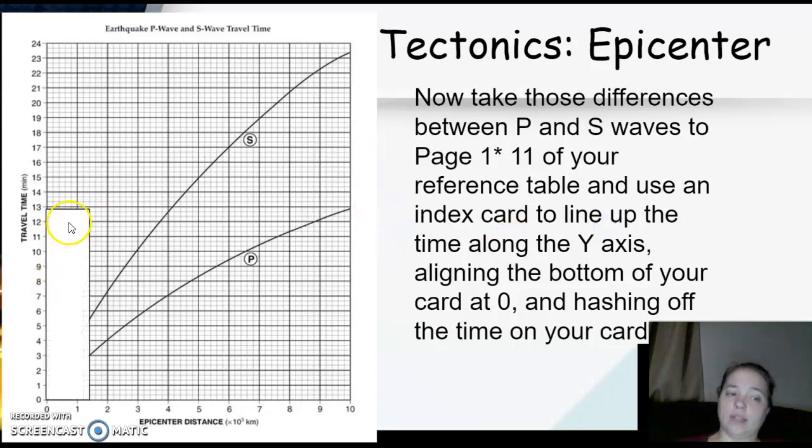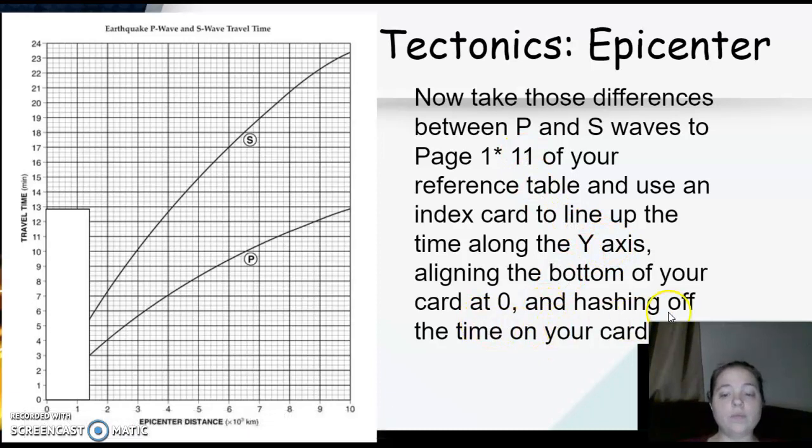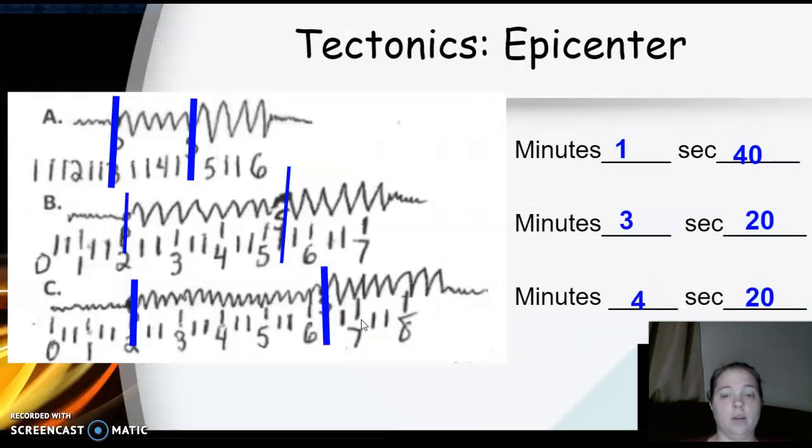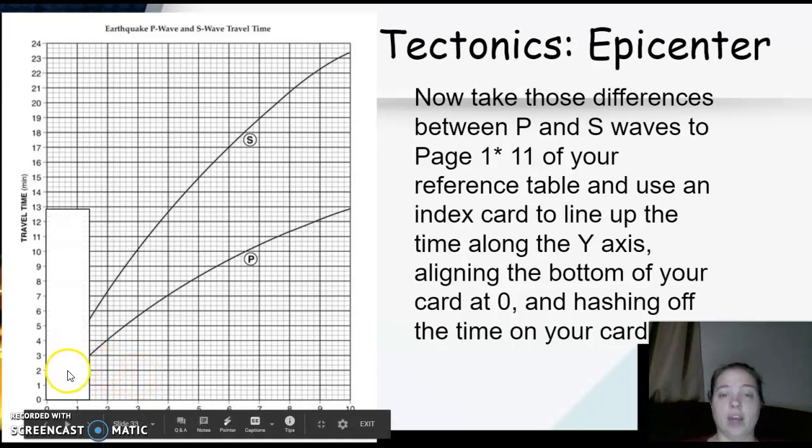or what I did is this would be my little scrap piece of paper. So I'm going to line it up on this line right here, and I'm going to make sure my 0 is on the X and this is on the Y. And what you're going to do is hash off on your card. The first one we had was 1 minute, 40 seconds. So I have my card, and I'm going to hash off where 1 minute, 40 seconds is. It's roughly right there, so I'm going to hash it off.